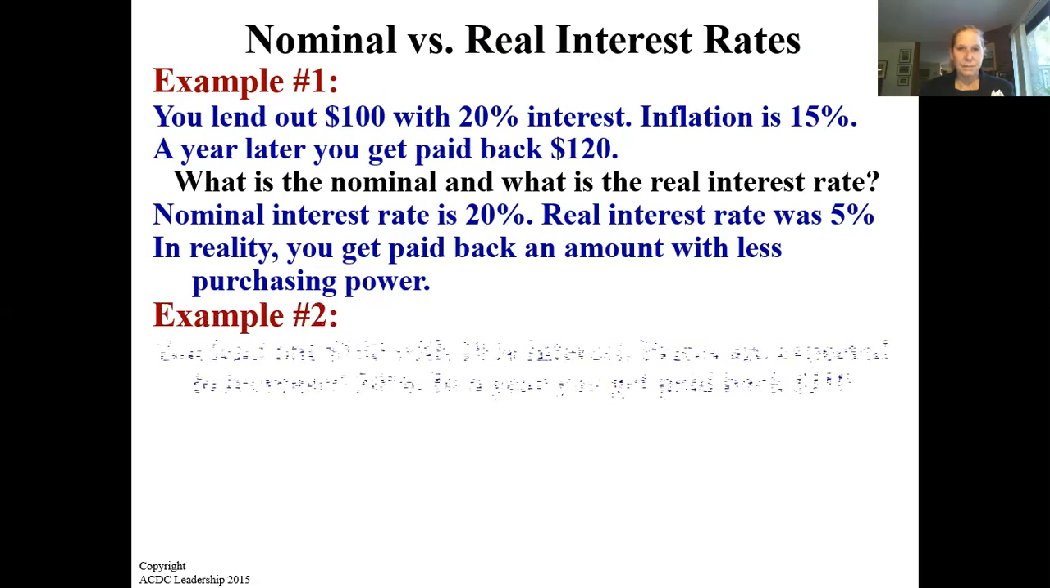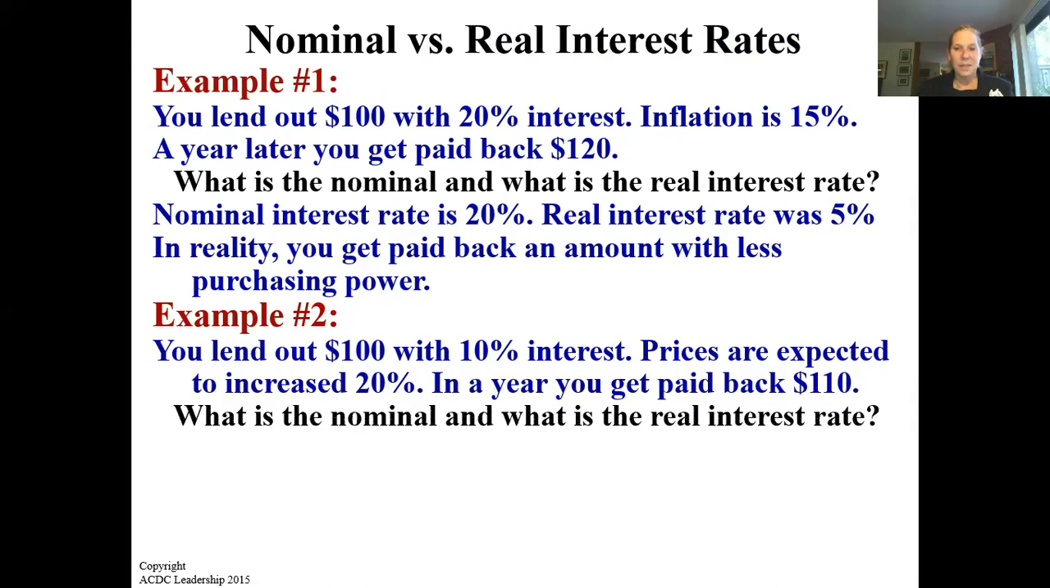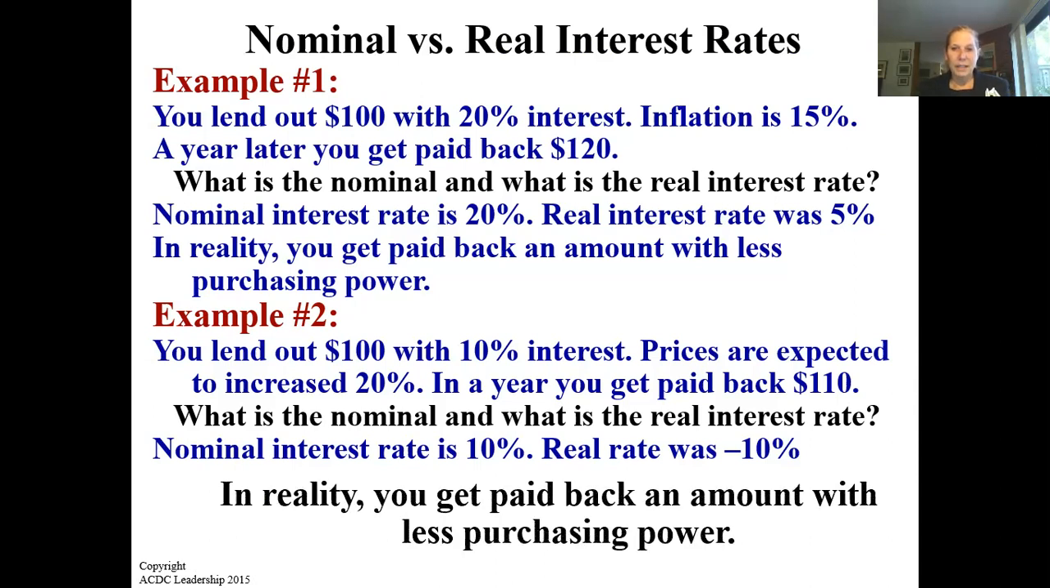Example number 2. You lend out $100 with 10% interest. Prices are expected to increase 20% in a year and you get paid back $110. You actually lost money on this one. What is the nominal and what is the real interest rate? The nominal interest rate is the original interest rate at 10%. The real rate was negative 10% because 10 minus 20 is negative 10. In reality, you get paid back an amount with less purchasing power.